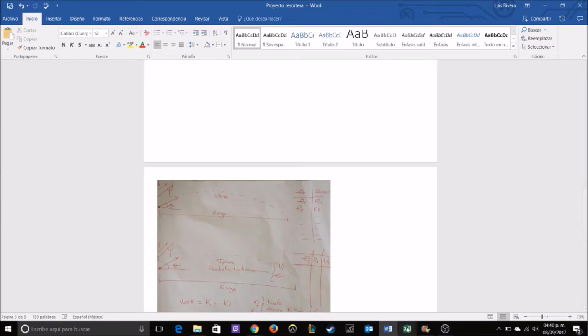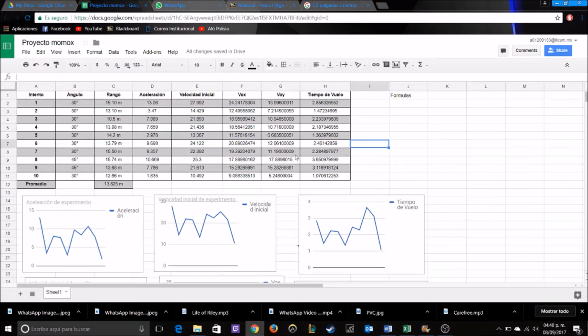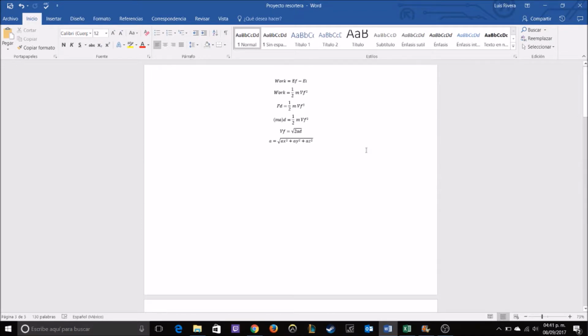Now, my recommendations for this project will be: learn how to use the formulas, especially these ones, because once you get a hold of using them, you will spare a lot of time in mistakes. It is also very helpful to know where this formula comes from, so it's good to know that it comes from the work formula.